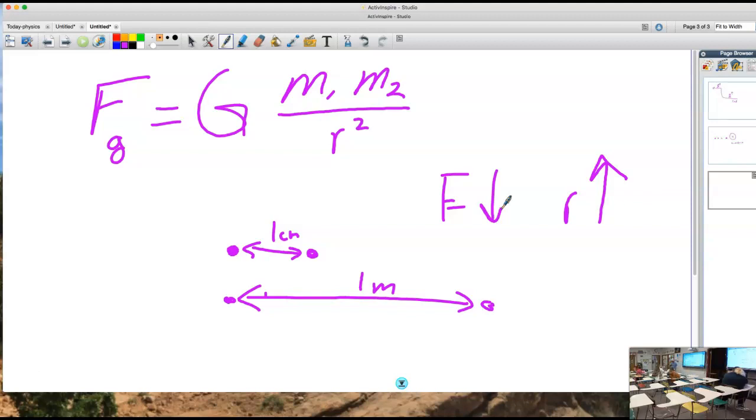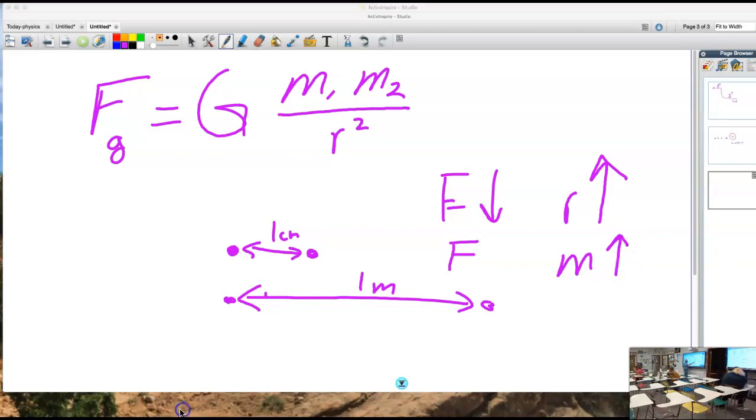The masses. So if I add mass to something, what did I do to the gravitational force? I made it bigger, right? That's called a direct relationship. So if mass goes up, what happens to the force? It goes up too. What might you want to be doing right now? Picking up. Okie doke. So if mass goes up, force goes up. If radius goes up, force goes down. Right? That's the idea.